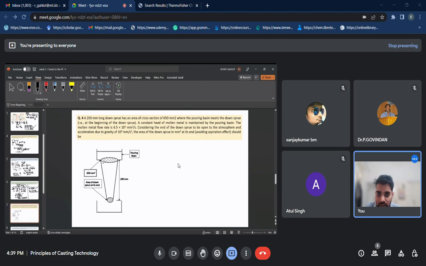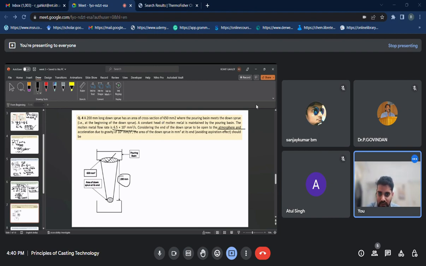Now we will be moving to problem number 4. I will read it for you. It is given that a 200 mm long down sprue has a cross sectional area of 650 mm square, where the pouring basin meets the down sprue, that is at the beginning of the down sprue. A constant head of molten metal is maintained by the pouring basin. The molten metal flow rate is 6.5 multiplied by 10 to the power 5 mm³ per second, considering the end of the down sprue to be open to the atmosphere.